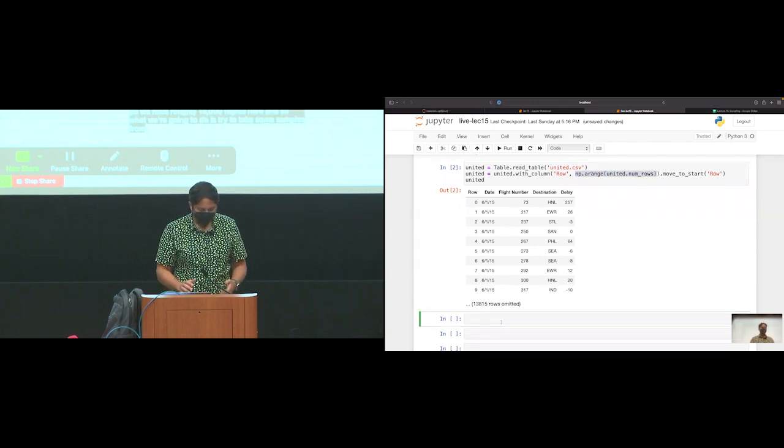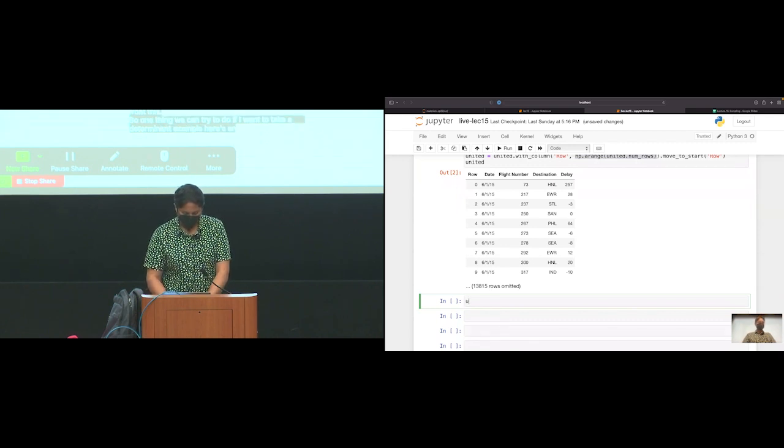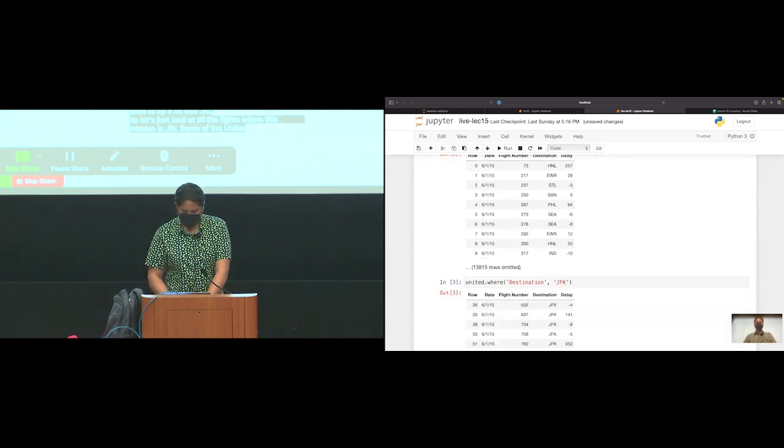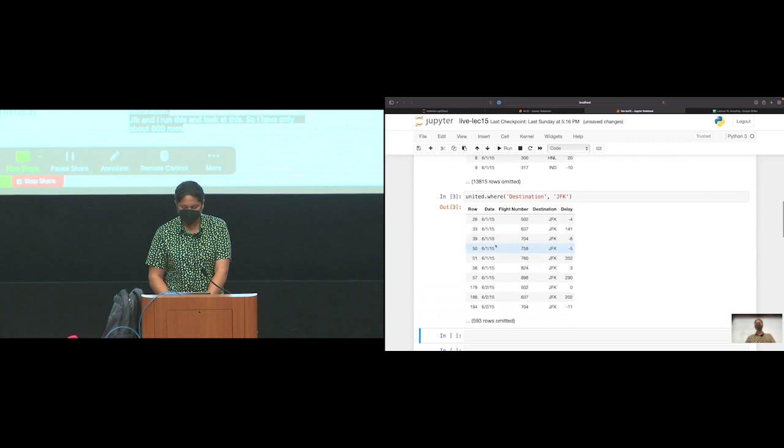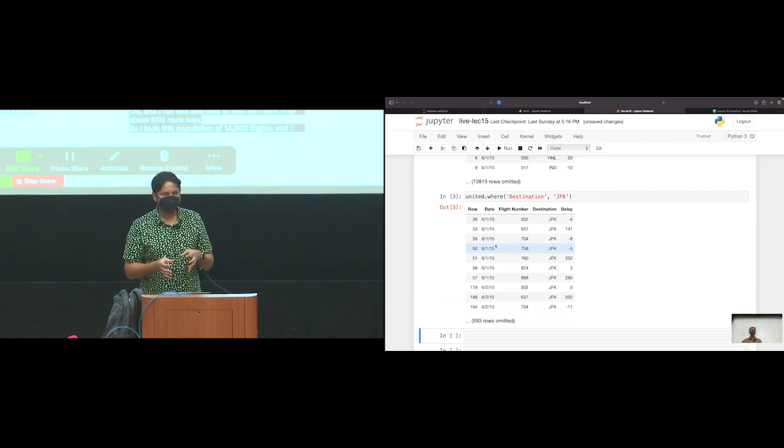One thing we can try, if I wanted to take a deterministic sample, here's an example. I used to live in New York and I used to fly a lot into JFK. So let's just look at all the flights where the destination is JFK. I'm going to do united.where destination JFK. I run this and look at this. I have only about 600 rows now. So I took this population of 14,000 flights and I've now sampled 600 rows. But this is a deterministic sample.